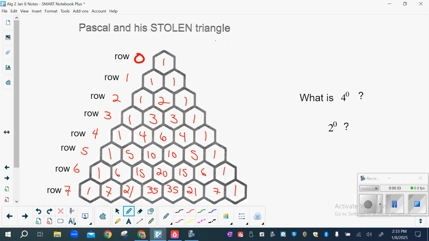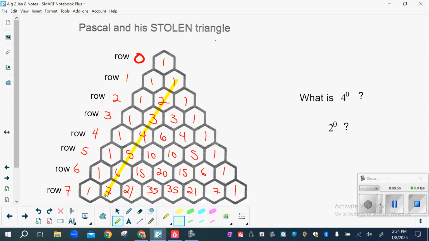So we've got this here telling you the row number right there. So that's the second number over. Okay, so what we have is we're going to talk about binomial expansion. I'll talk a little bit more about that in a moment.